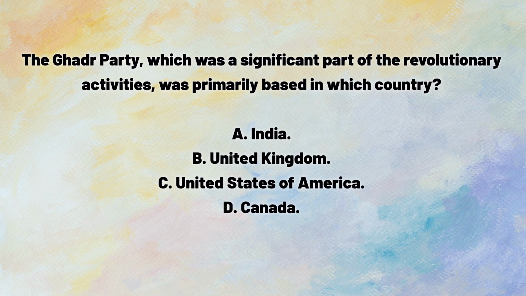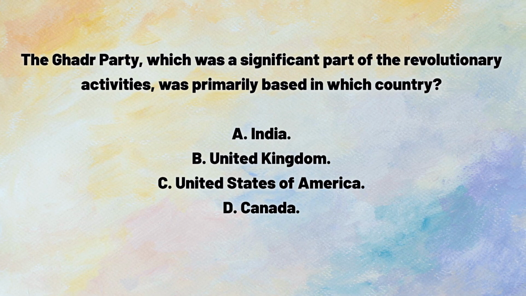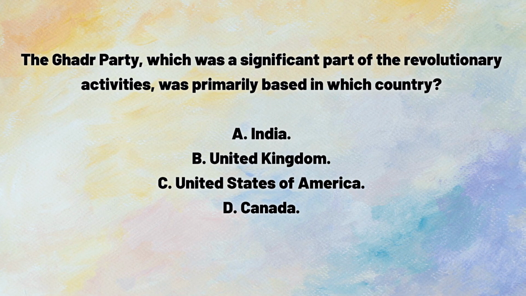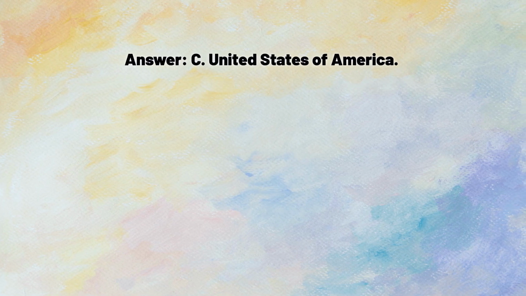The Ghadar Party, which was a significant part of the revolutionary activities, was primarily based in which country? A. India, b. United Kingdom, c. United States of America, d. Canada. Answer: C. United States of America.